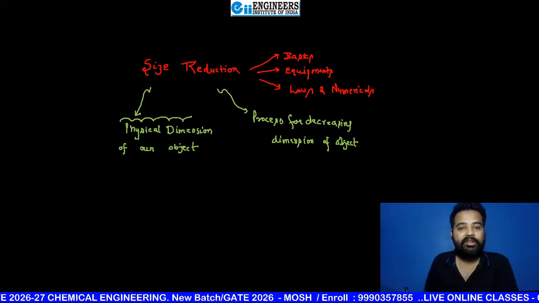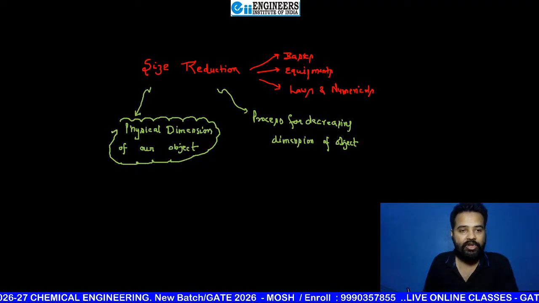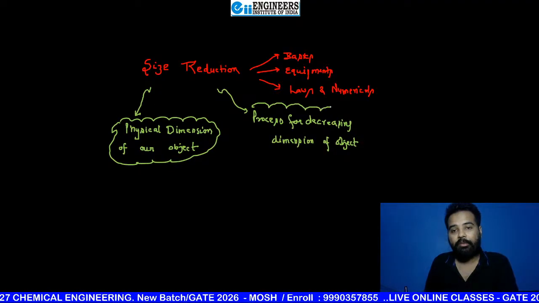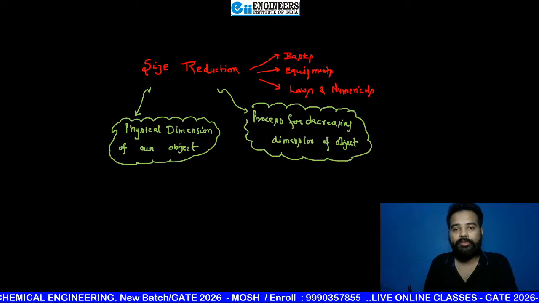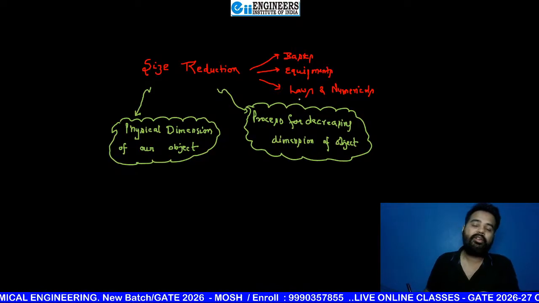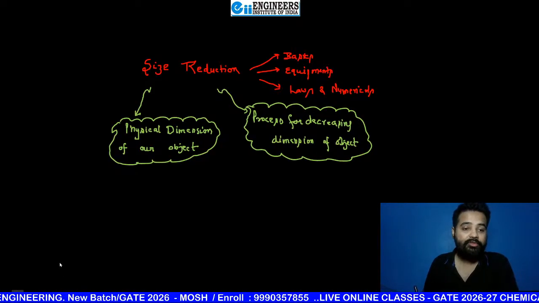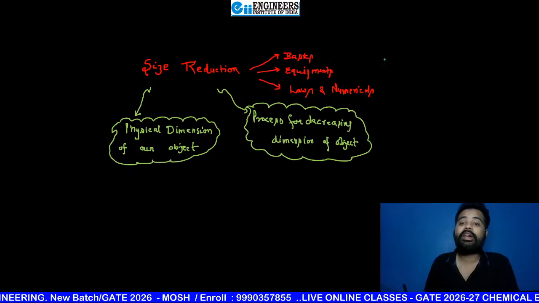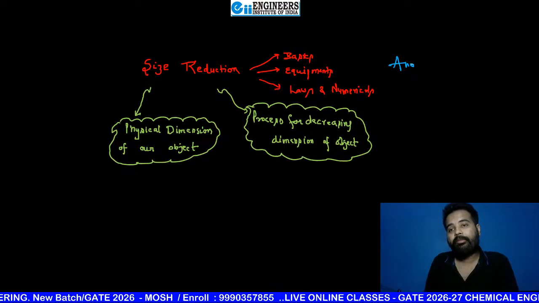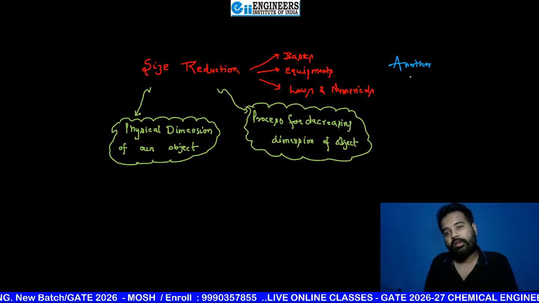So size is defined as the physical dimension of any object, and the process for decreasing the dimension of an object is known as reduction. So this is size reduction. And my dear students, there is one more name for this size reduction. Another name, the generic name.